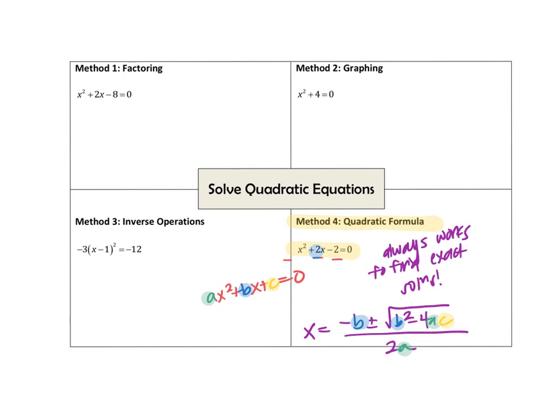Now, this is a big formula, and so what we're doing today is we're only focusing on this part. This is called the discriminant.